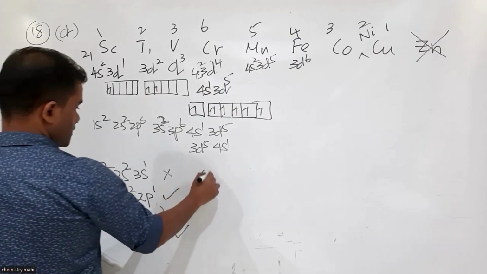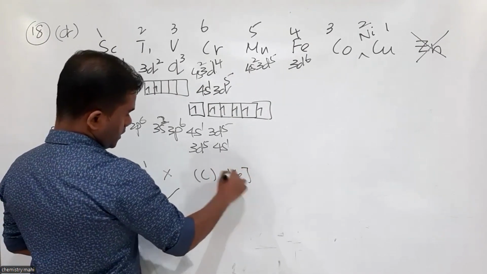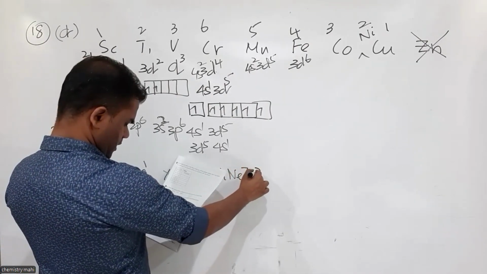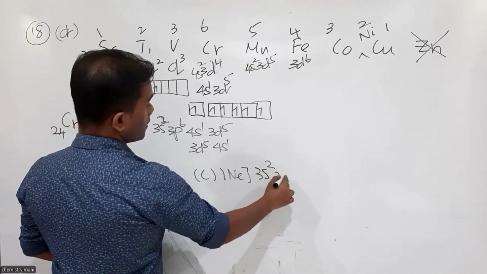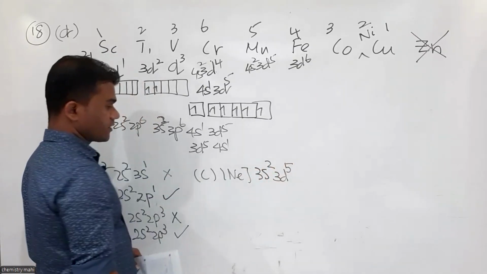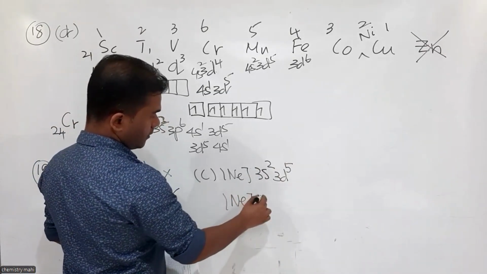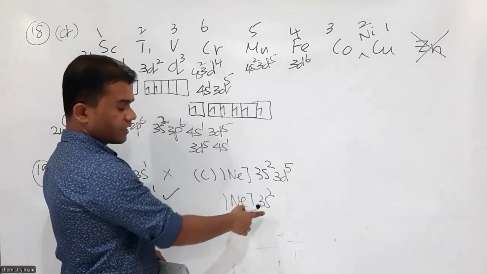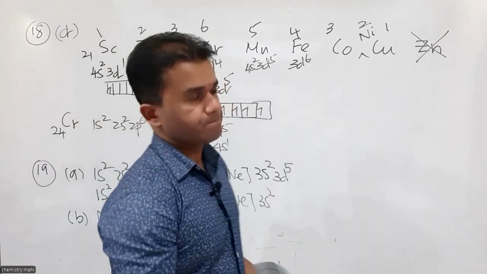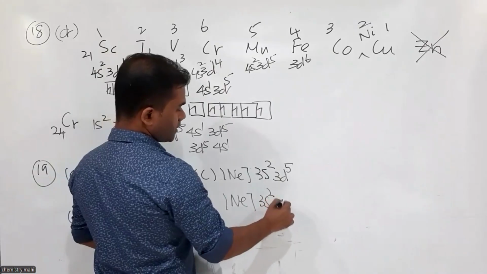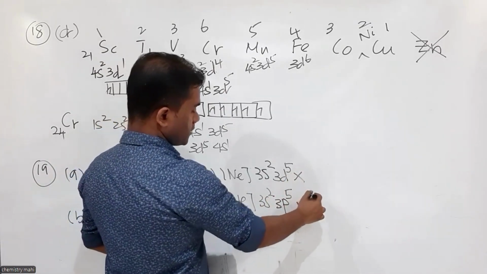So in C, what's the problem? In C, it's given neon, again in condensed formula, then 3s2, 3d5. What is it? After neon, 3s is okay, because neon goes up to 2p6. After 3s, what's the next available energy state? 3p. Therefore, those 5 electrons should be added to 3p, not D. Therefore, this is wrong, and this is correct.